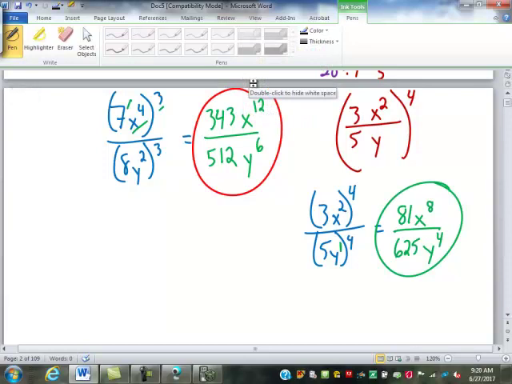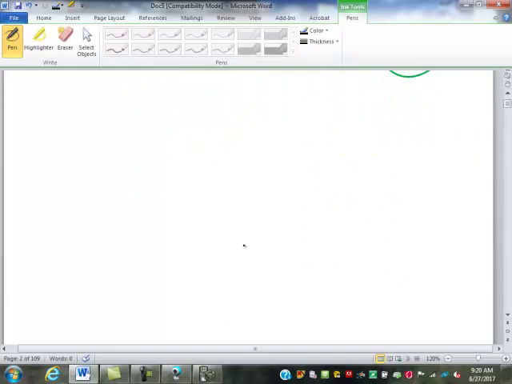Can we do multiplying a whole number by a fraction? Sure. I had problems with that on the homework. Let's just do numerical without variables. Let's try this one, 12 times 3/8. I'll give you a second to try that one.